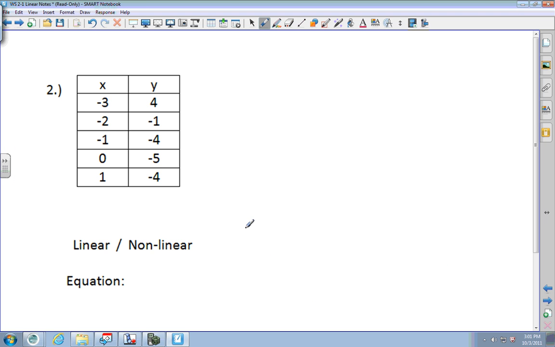Here's the next example. Pause the video and see if you can figure out if the equation is linear or nonlinear. If it is linear, then make sure you go through and write your equation.